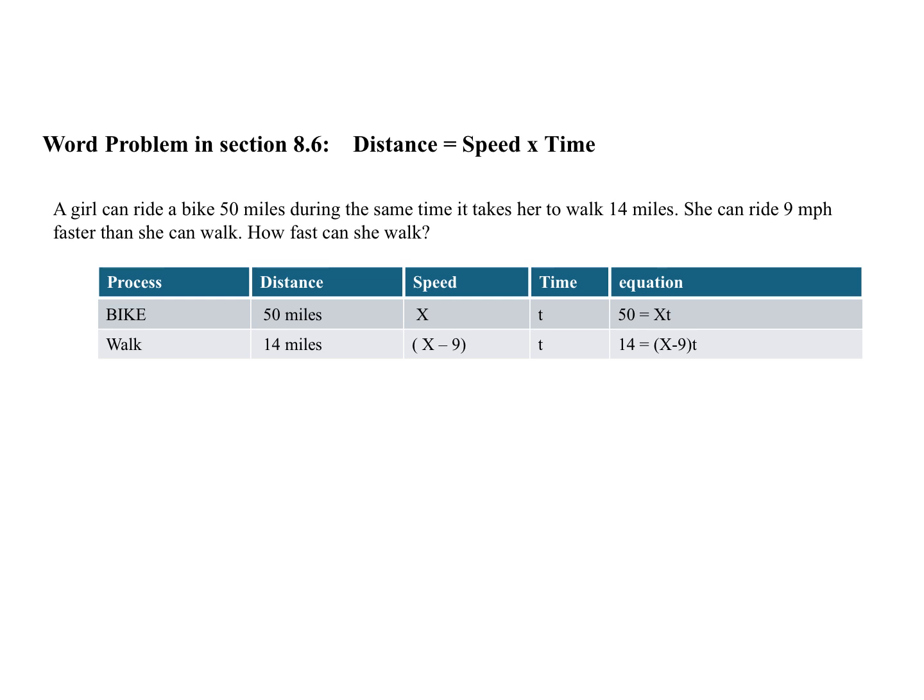The first equation is 50 is equal to xt. That's based on the bike information. And then under the walk equation, we have 14 is equal to x minus 9 times t.